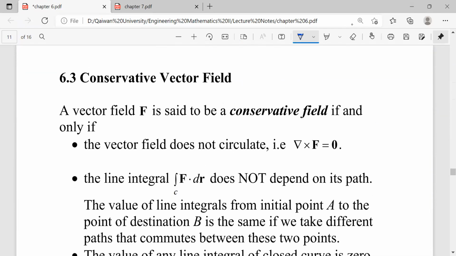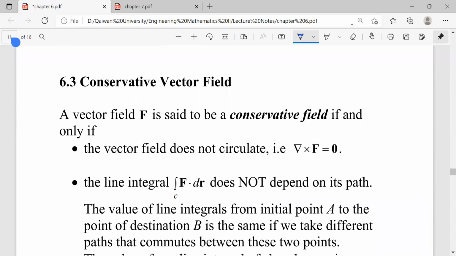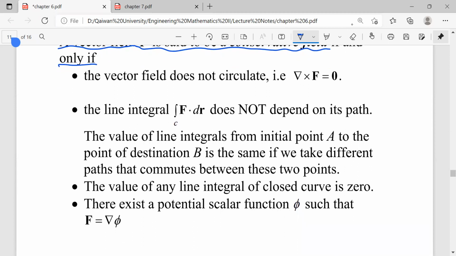We now have the conservative vector field, which is different from a non-conservative vector field. Up to now, we talked about those vector fields which are not conservative, so the previous vector fields are non-conservative vector fields. Now we have conservative vector fields. Let's see what the properties of a conservative vector field are. We say a vector field F is conservative if and only if it satisfies all of these properties.